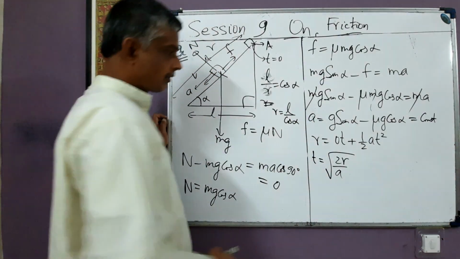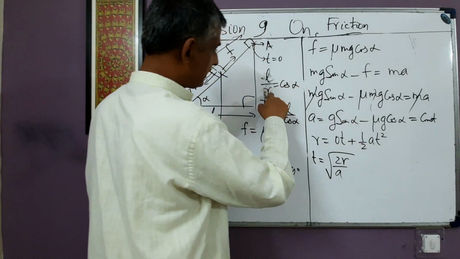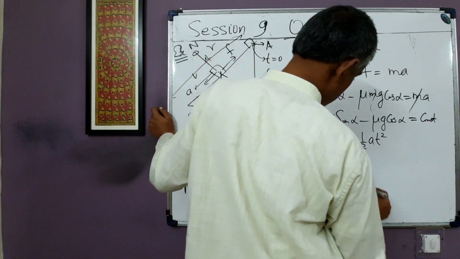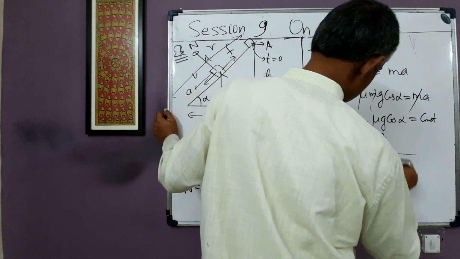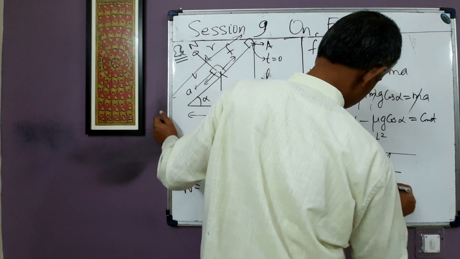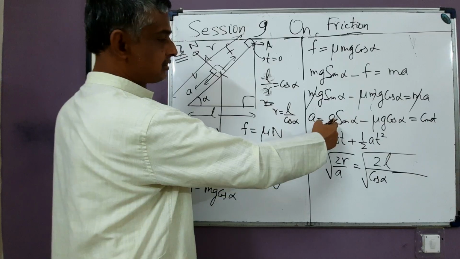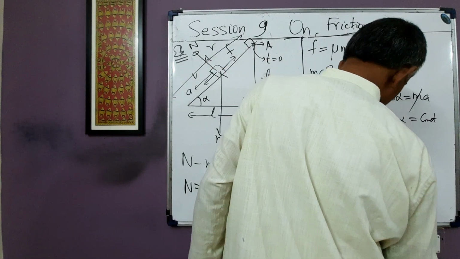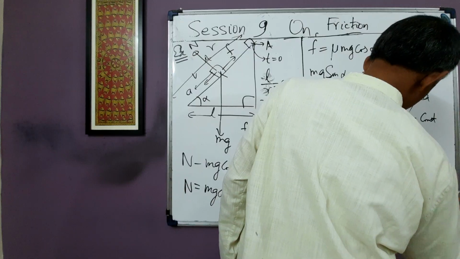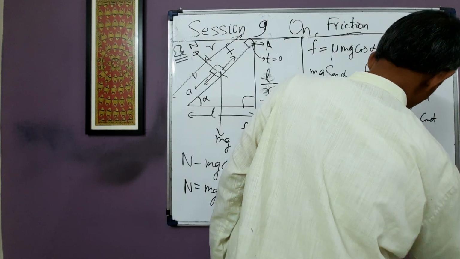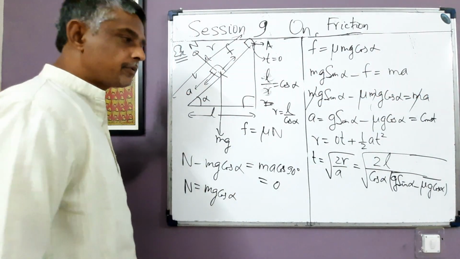All right. And a is this much. We substitute this r and a in this expression. How much do we get? 2 times r is equal to L by cos alpha, and a will be written as g sin alpha minus mu g cos alpha. Okay, this is the required value of t.